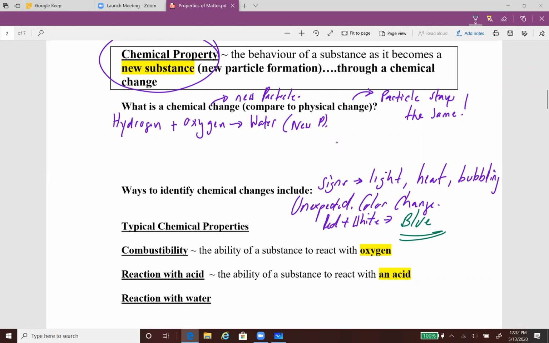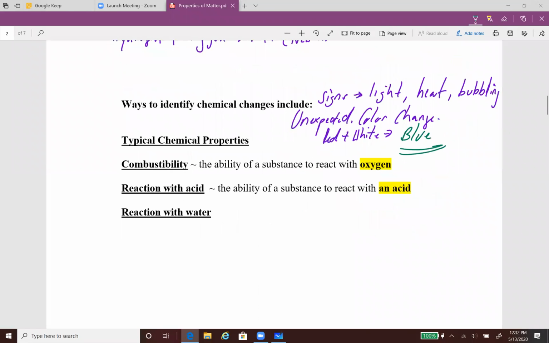So a chemical property is a way of describing matter in terms of when it reacts with something. So when you have a chemical change. Typically the three you'll see are whether or not the matter is combustible, whether it reacts with an acid, or whether it reacts with water. Those are the three types of chemical properties that you can typically come across. If it's combustible, that means it's actually reacting with oxygen.